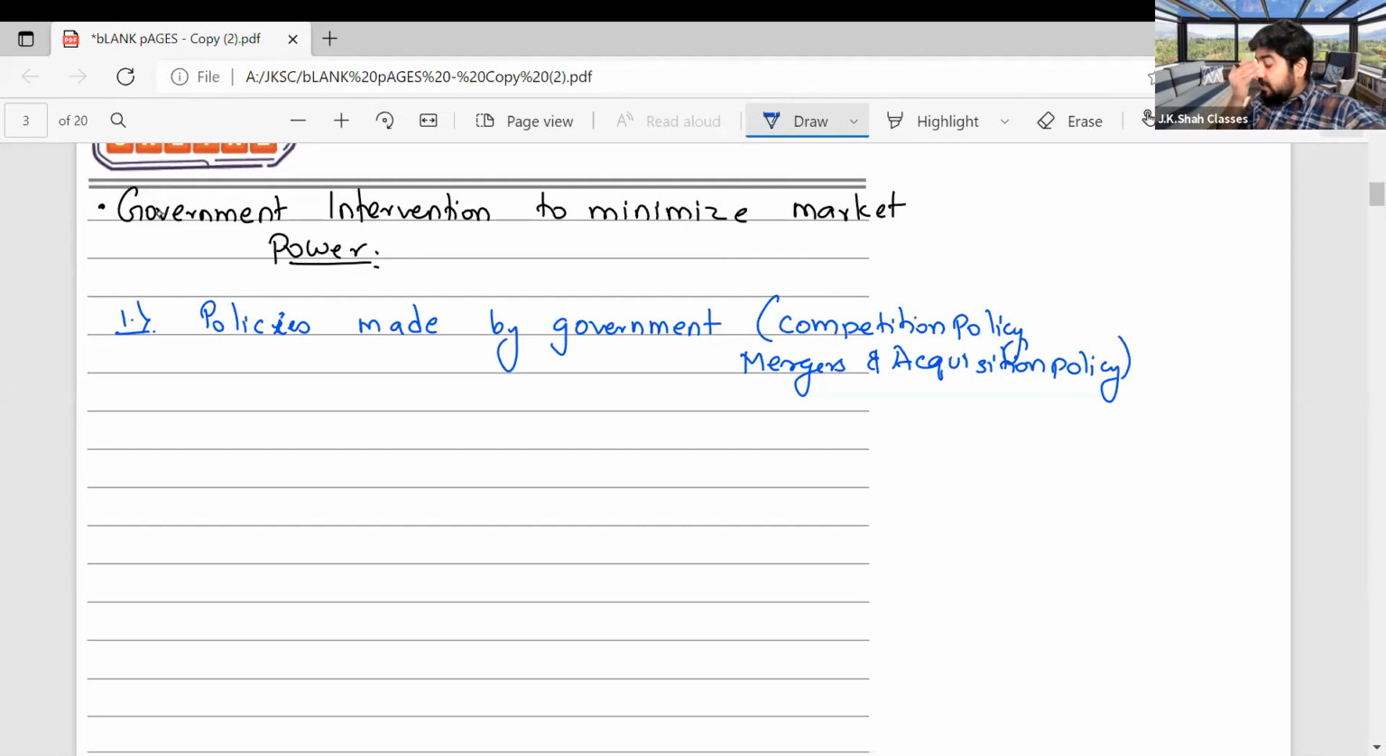See, let me help you with one example. Fair competition is something which even government promotes. Unfair competition is something which even government says they are not interested in. Mergers and acquisition. For that also various governments have made their policies, because if companies go on merging, they will be in a position to create their own monopoly power.